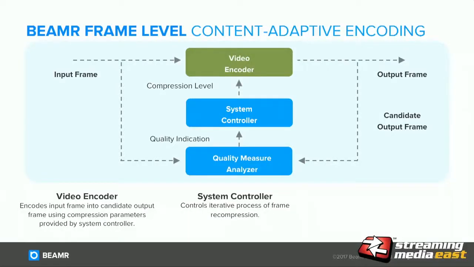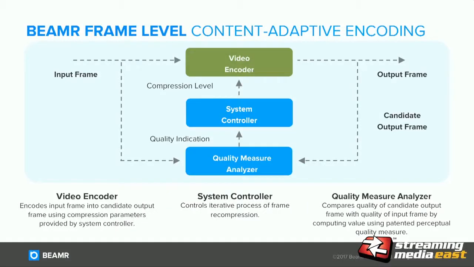The system controller and the quality measure analyzer, that's where our IP is. And the system controller basically is, as the name implies, and obviously the description is simple, the implementation is complex. But this controls the iterative process of how we're doing our frame level recompression. And that is what's happening. This is an iterative process, and that's very, very unique. And then the quality measure analyzer is, of course, what is correlated to human vision.